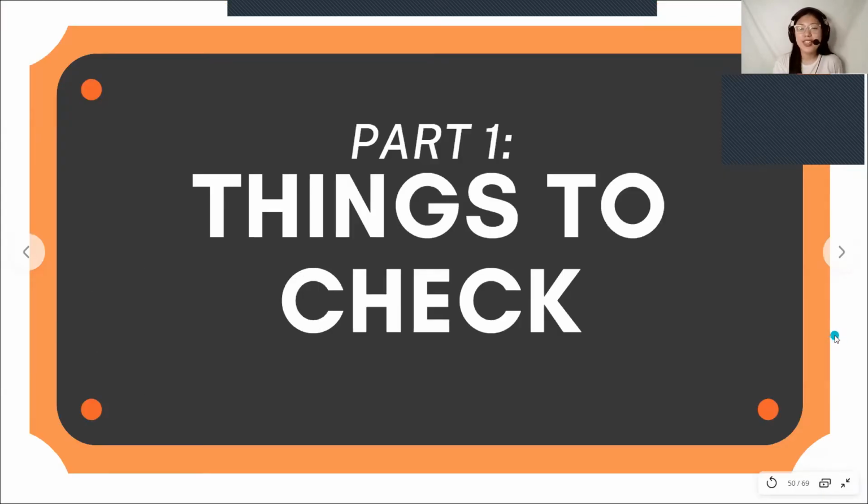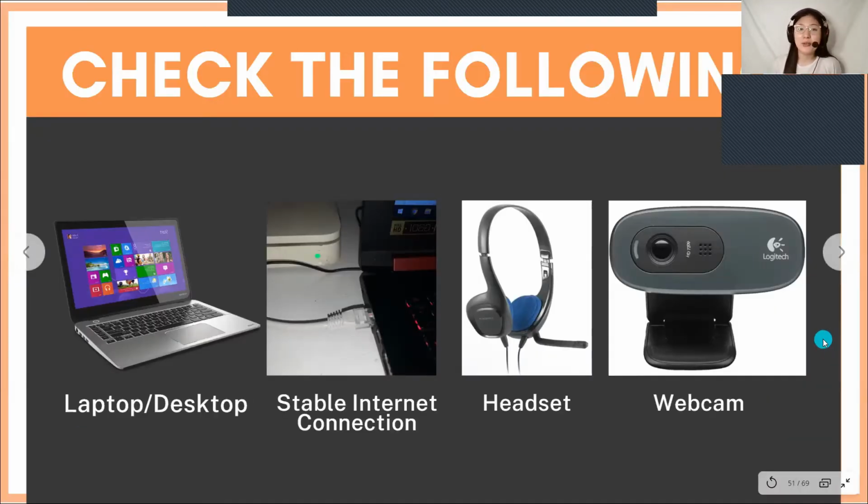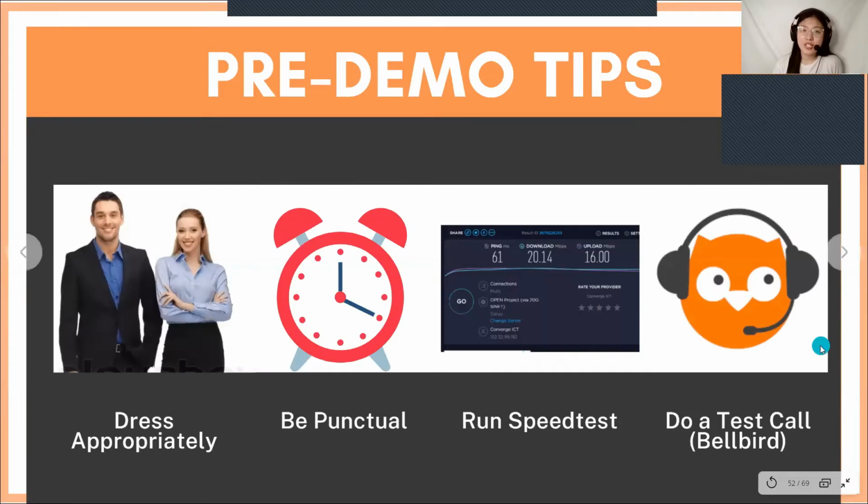For part 1, things to check. Before conducting a demo class, again, please make sure your laptop is functioning properly. You have a stable internet connection. Please do a speed test against the Tokyo server. Of course, make sure your headset is being recognized and is working properly and that your webcam is clear as well. Aside from that, please dress appropriately.